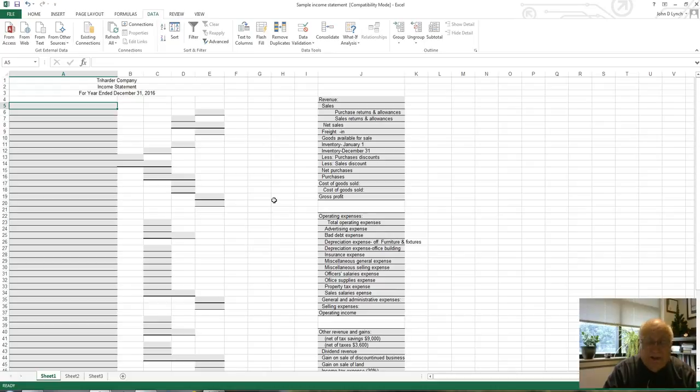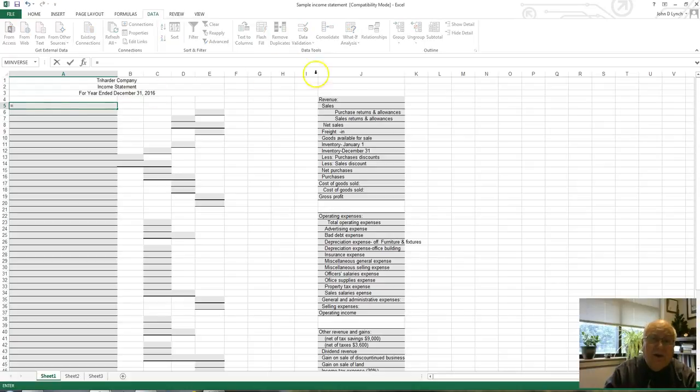And you also need the name of the statement on there, which is the income statement, and then the time period that we're talking about. And this is for the year ended December 31st. The most common time periods are for the month ended, for the quarter ended, or for the year ended. So you do need a time period on there. And this will be a classified income statement, not a single step. It's a multi-step income statement, actually.